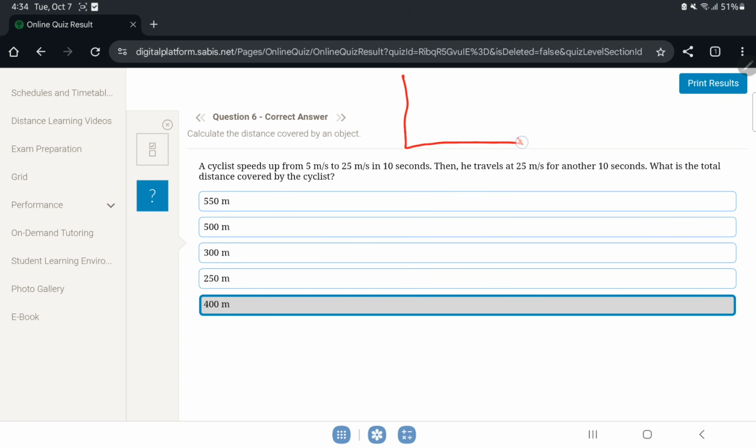We draw a VT graph. So we have 5, 10, 15, 20, and 25. And we have 5, 10, 15, 20, and 25. Let's start from 5 to 25 in 10 seconds, like this here. And then travel still at 25 for another 10 seconds. So a constant velocity and at rest.